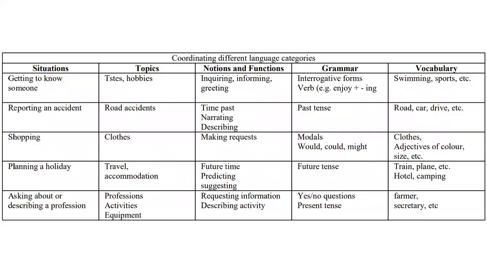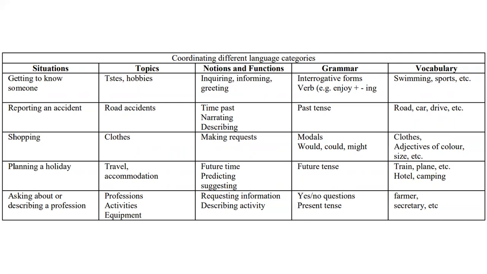Okay, so right now we have the coordinating differences language categories. So since nag-talked about functional notional, let's have like the overall gist. So ang situation, remember ang situation? So ang situation daw ninyo is getting to know someone. So ang topic ninyo kay mga hobbies. So ang notion is ang nasa una nimo is mangutana ka, mag-greet ka, o mag-inform ka. So unsa mga dapat words dira? So dapat good morning ka, or mag-thank you ka.